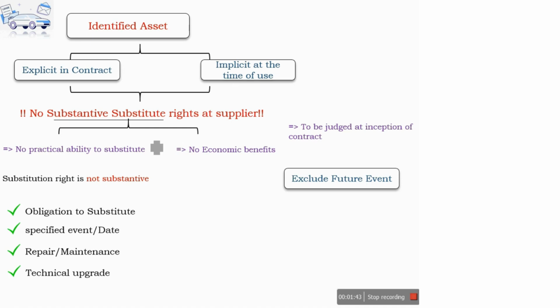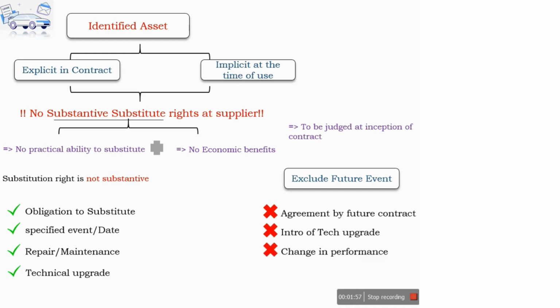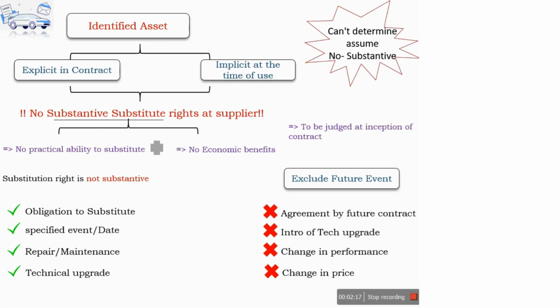While we judge the substantive right, we need to exclude some future events, such as some agreement by a future supplier, or the introduction of technology that is not readily available, changes in performance of the asset in future as compared to current use, or some change in price. Expectation of change in price will not be considered while we judge the substantive substitution right. In case we are not able to determine the substantive substitution right, it will be considered as no substitution right.